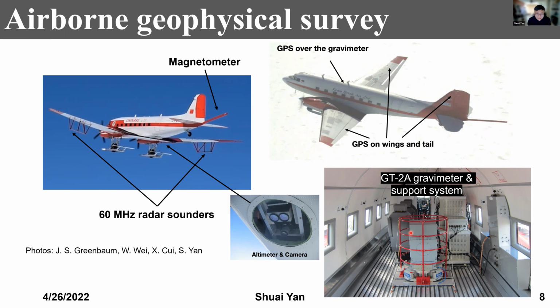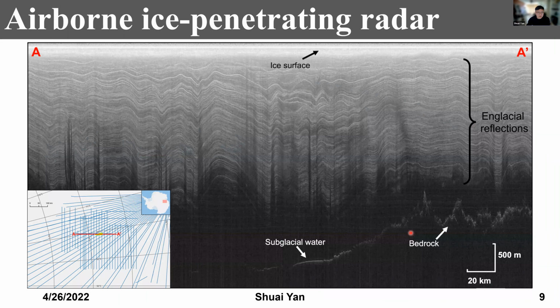So what can we get from such surveys? Here is a typical radar figure we would get. So you can imagine it as a cross section of the ice sheet. So on the top would be the surface of the ice sheet, and in the bottom we have bedrock.